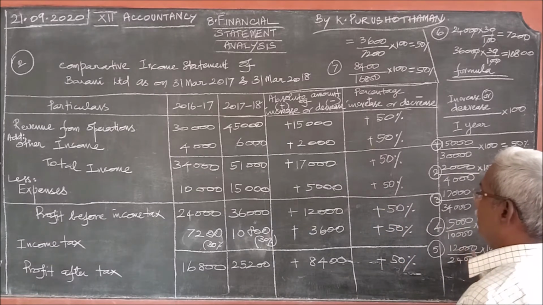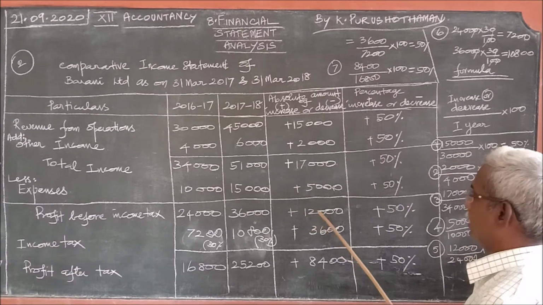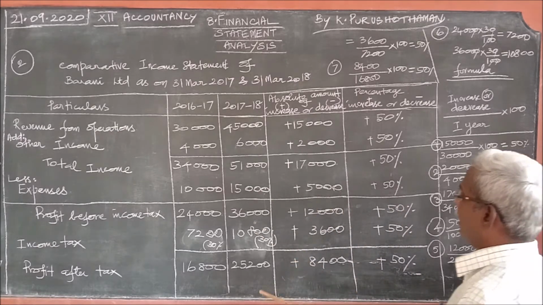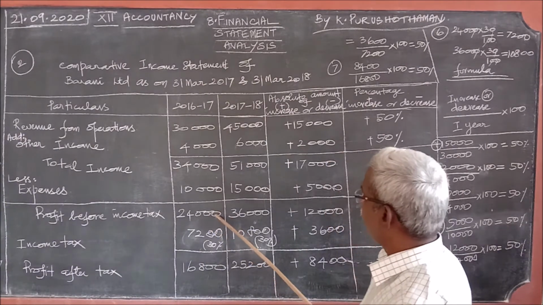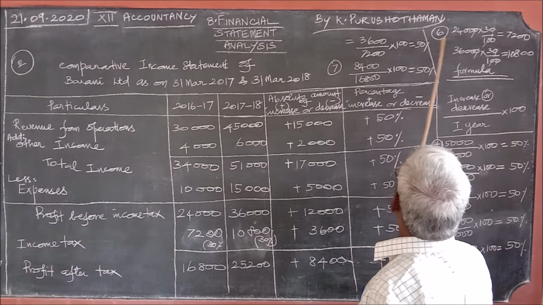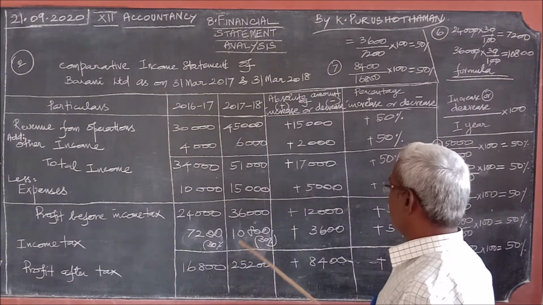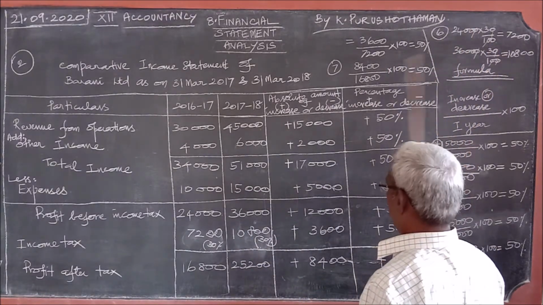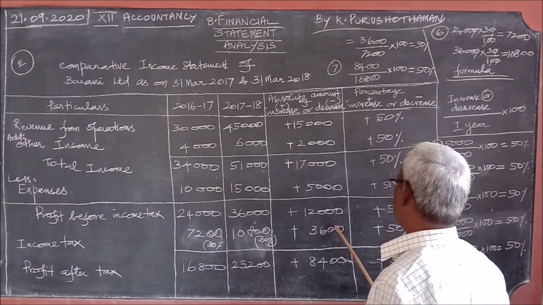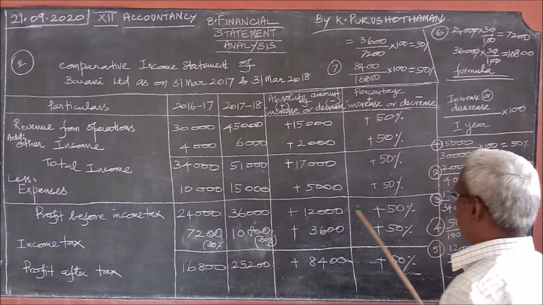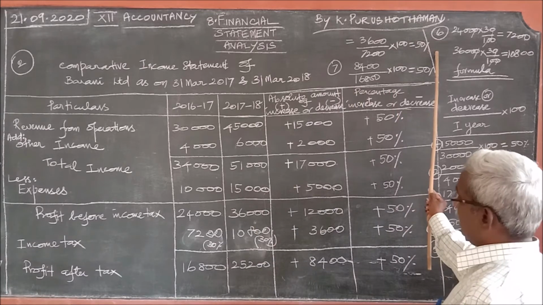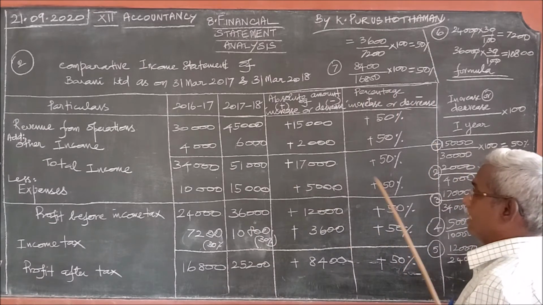Here, this we have put the percentage also here. Then income tax at the rate of 30%. Only for the profit income tax should be calculated. 24,000, 30 by 100. For 36,000, 30 by 100. I have written this is income tax. And how much is the increase in income tax? 3,600. What is the percentage? 3,600 by 7,200 into 100. That we have done. Plus.